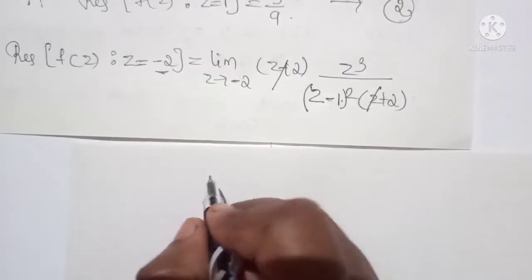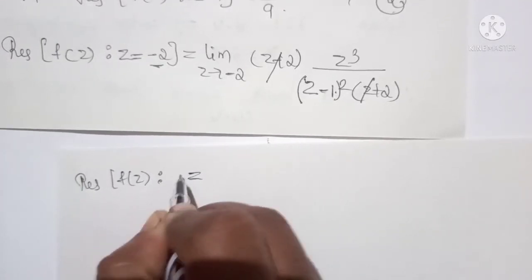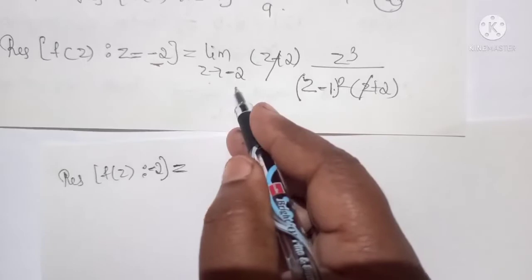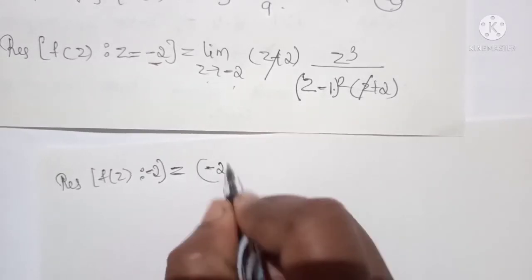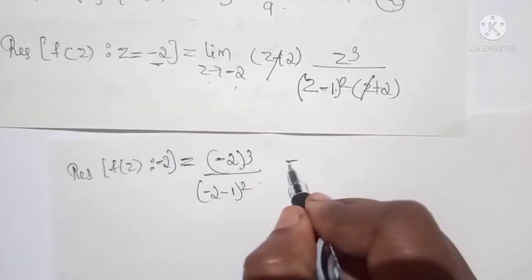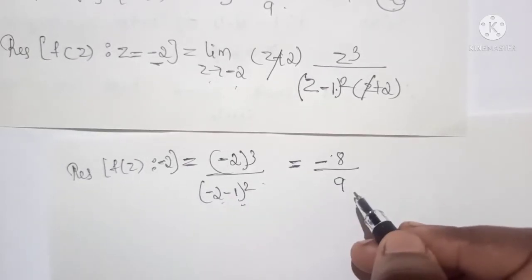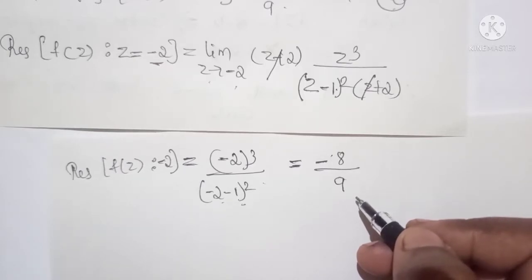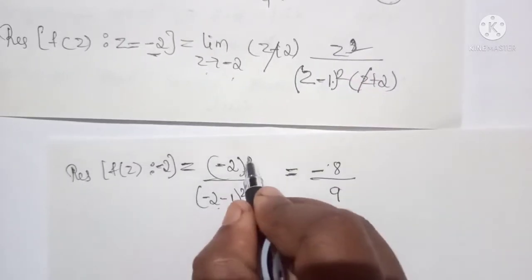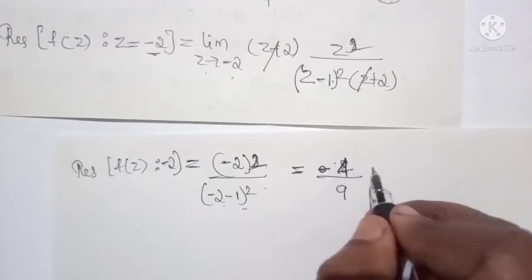Evaluating the limit, the residue of f of z at z equals minus 2 is obtained by substituting z equals minus 2, we get minus 2 cube divided by minus 2 minus 1 whole square, which equals minus 8. So minus 3 square equals 9, and thus we get minus 8 by 9. So it is z square, therefore here we get square, so it is 4. Thus the answer is 4 by 9.